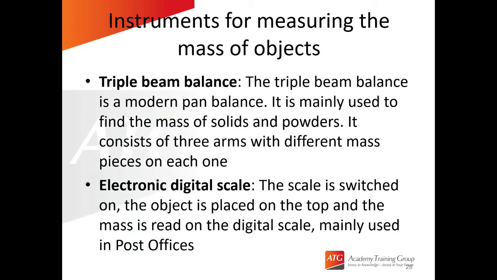Triple beam balance. The triple beam balance is a modern pan balance. It is mainly used to find the mass of solids and powders. It consists of 3 arms with different mass pieces for each one. Electronic digital scales. The scale is switched on, the object is placed on top, and the mass is read on the digital scale, mainly used in post offices.